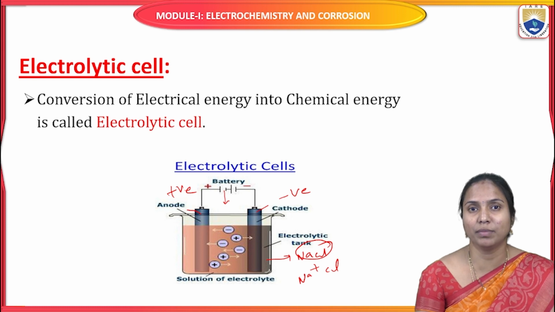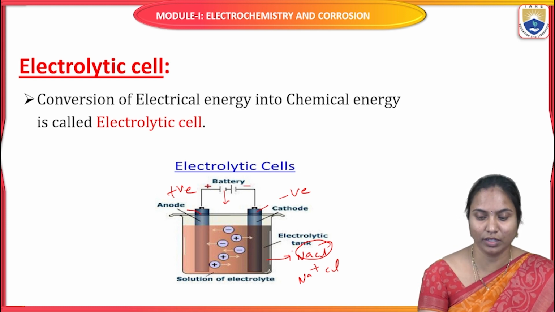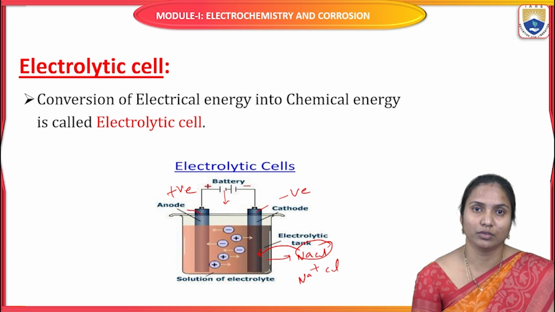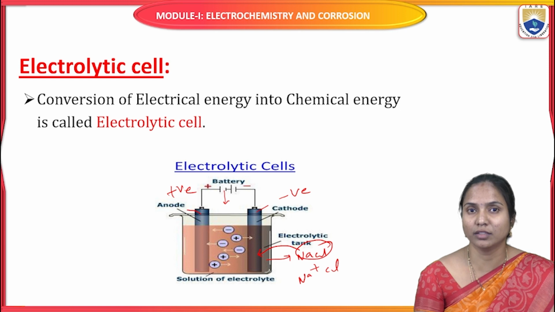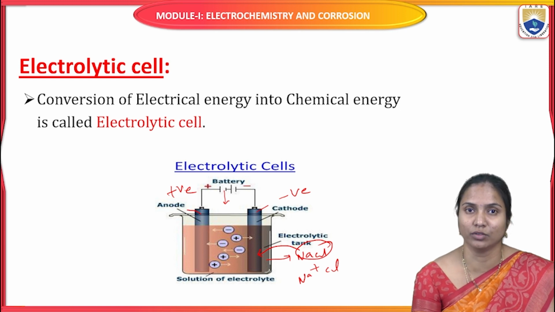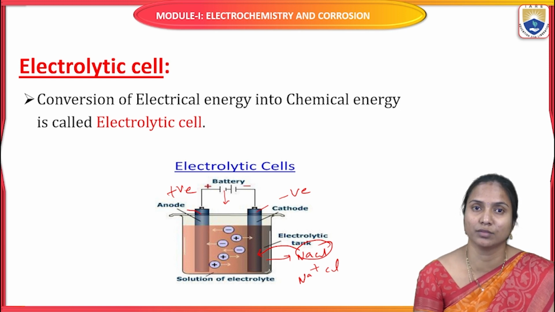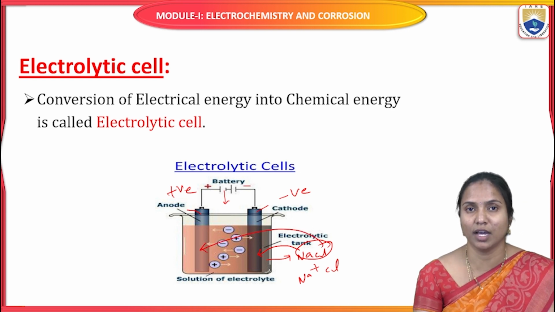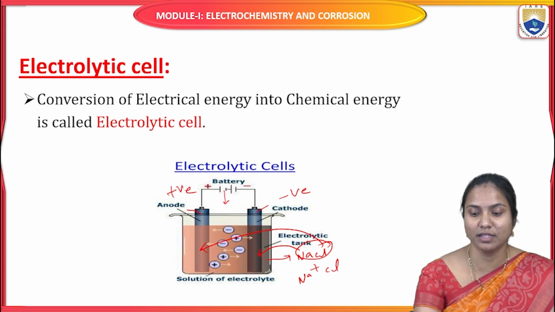So Na plus ions move to the cathodic area. Why? Because the cathode has a negative charge in this electrolytic cell. Already we discussed that ions move to the oppositely charged electrodes. That's why Na plus ions move to the cathodic area and Cl minus ions move to the anodic area. So what reactions take place?